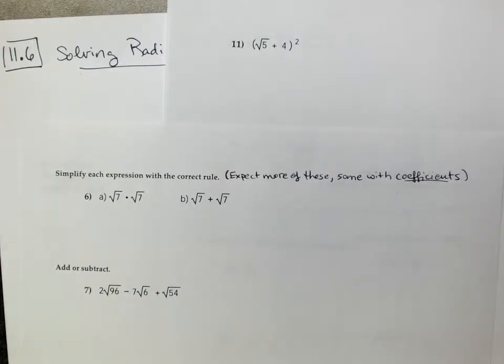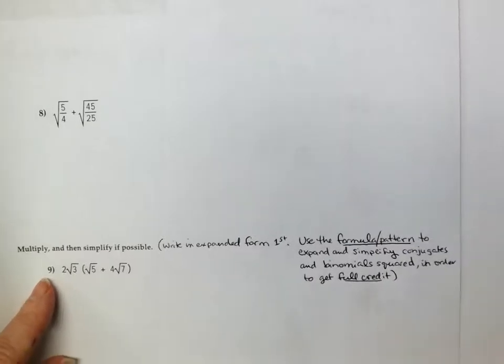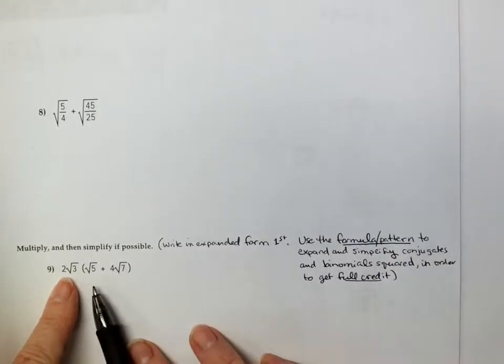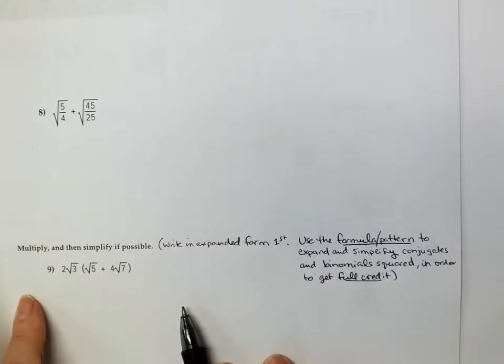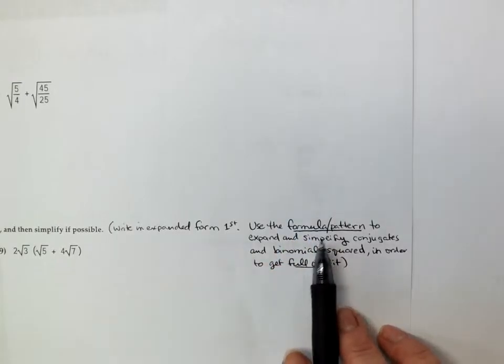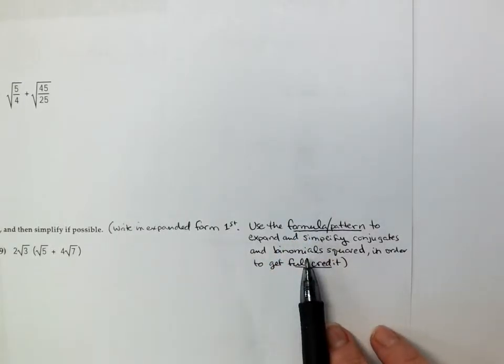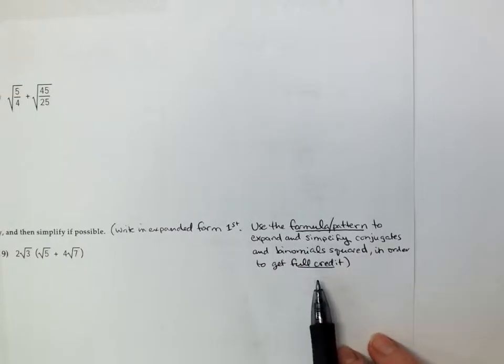Okay? Down here with the multiply, starting with number 9, I encourage you to write everything in expanded form, whether you're distributing, foiling, binomial squared, or conjugates. Write that expanded form step, because with radicals it gets really messy and easy to lose track if you don't. But specifically, as I said out loud and warned you before, use that formula, that pattern, to expand and simplify conjugates and binomial squared specifically if you want to get full credit.